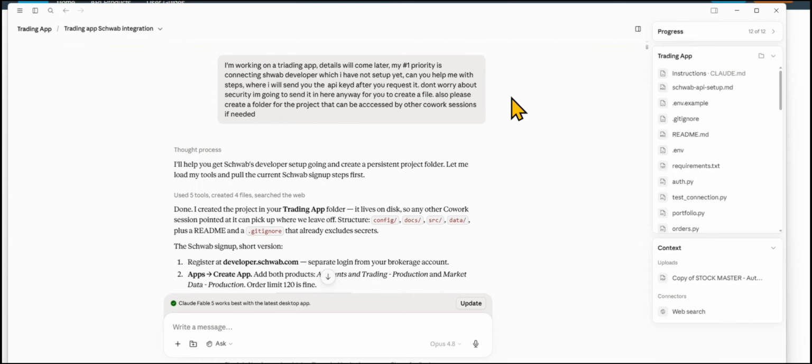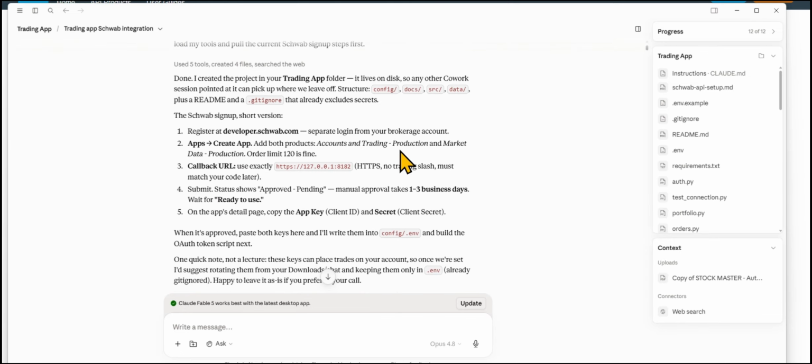So my friend helped me write the first prompt, excuse the typos, and basically just walk through what we were trying to do, which is we were trying to work on a trading app. We will send the API key after the project folder is created and to get started. And then Claude helped us walk through, how do you register? So Claude created the trading app folder, told us what to do on the developer website, and then what will happen once we get the key and the secret client to connect that over to Claude.